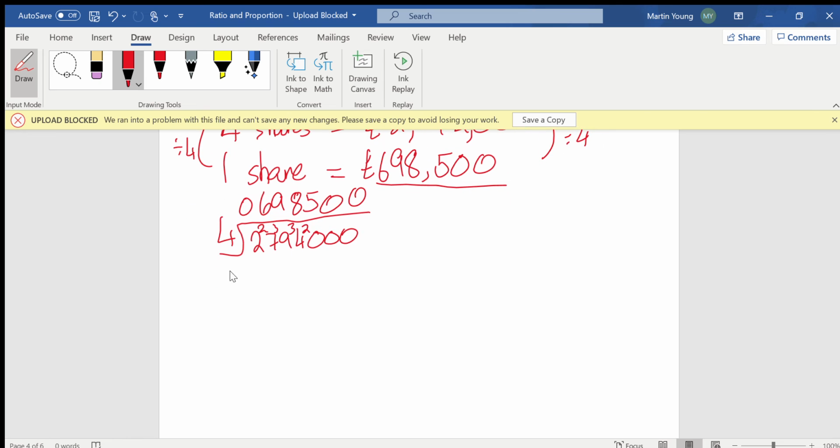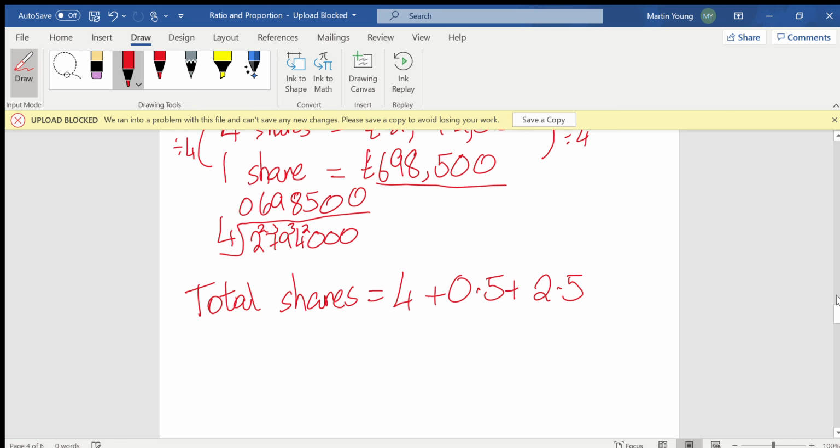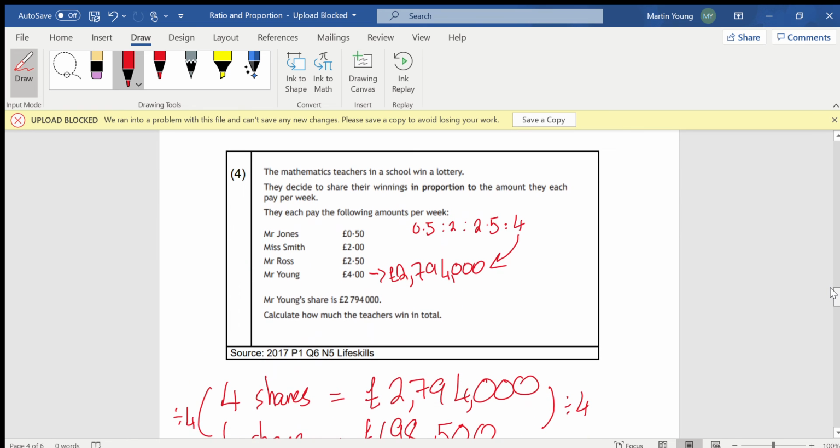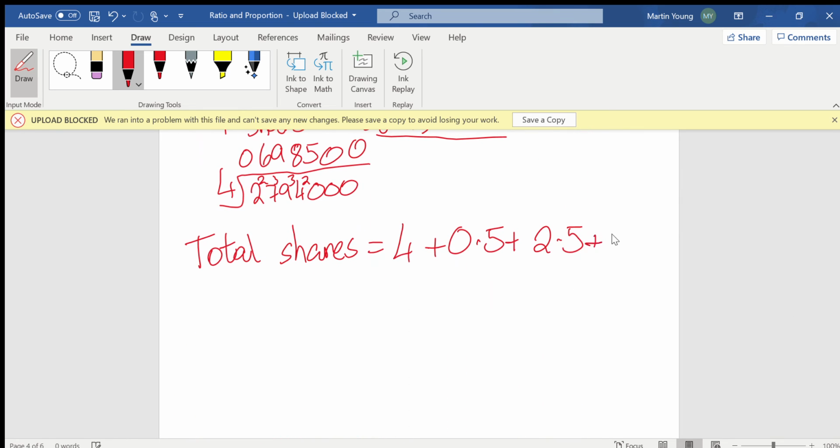So total shares equals, I know Mr. Young, that was 4 shares, so adding on the rest, there was a 0.5, there was a 2.5, and I'll need to check what the other one was, 2. Much easier to do this way than doing it for each individual and then adding them together. So I've got 4 plus 0.5 plus 2.5 plus 2, that would be 9 altogether.